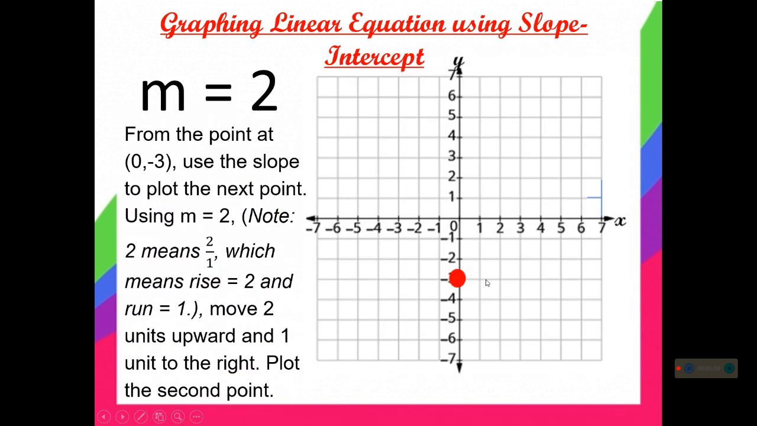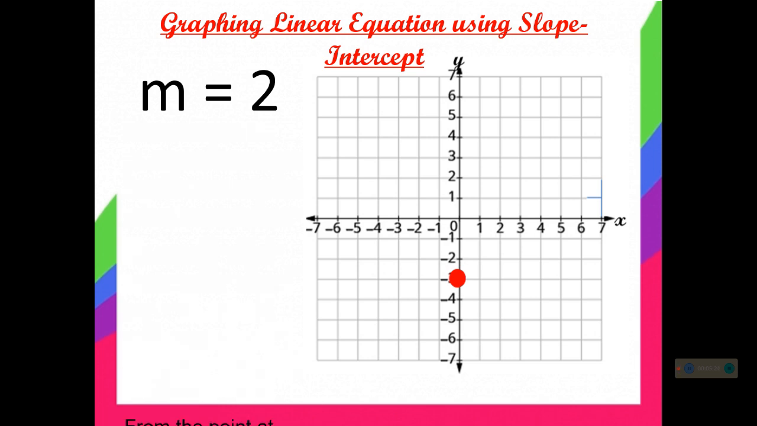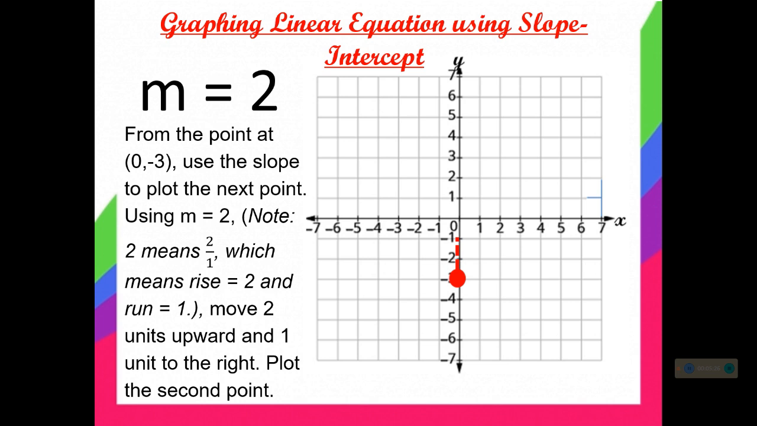So again, our slope is 2. So from the point at 0, negative 3, we have here earlier, use the slope to plot the next point. So using m equals 2, you have to take note that 2 means 2 over 1. So which means your rise is 2. So you are going to move 2 units upward. And then we have here to move 1 unit to the right because our run is 1. So we have here 1 unit to the right. And then you're going to plot there the second point.